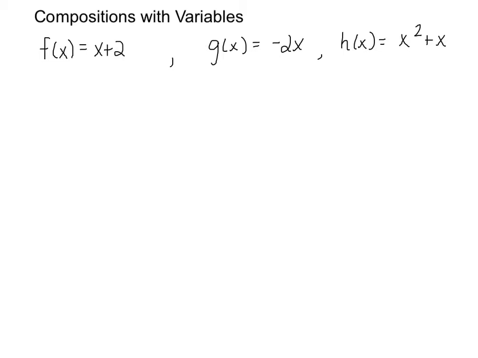So the first thing that we're going to do is, for example 1, find f of g of x. What this means is that you're taking the g of x function and plugging it into the f function. Our g of x function is negative 2x, and we're going to plug it into the f function for x. Here's what it's going to look like: you're taking the negative 2x and putting it in place of the x.